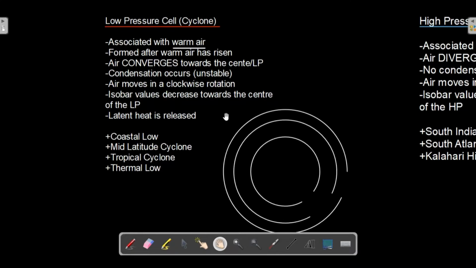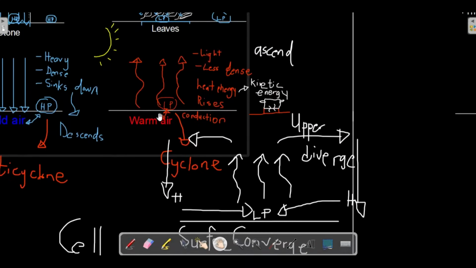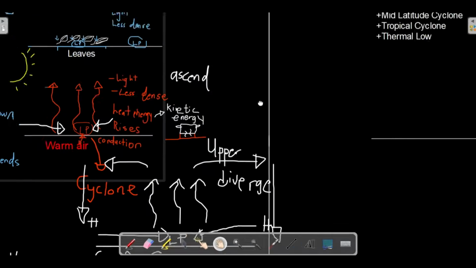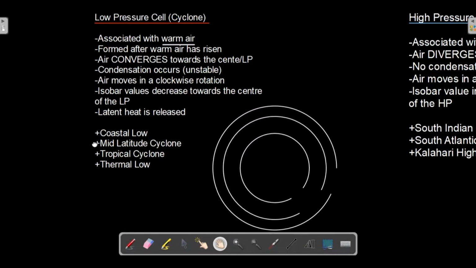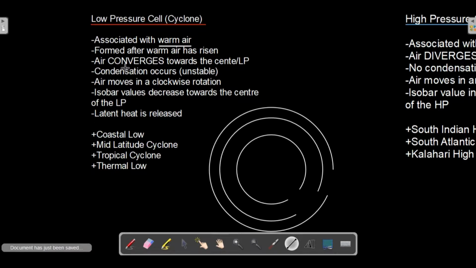So air converges towards the center of the low pressure. We have already mentioned that. Once this warm air has risen up, more air is drawn in to fill up that gap, to fill up that space. So it moves towards that center, towards that low pressure, from relatively higher pressure areas. We also see that condensation occurs.